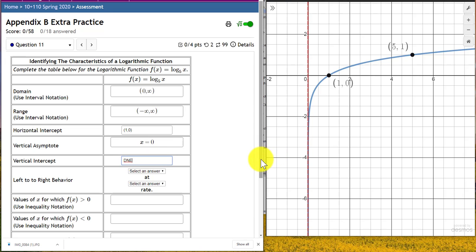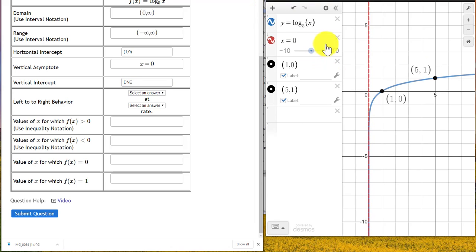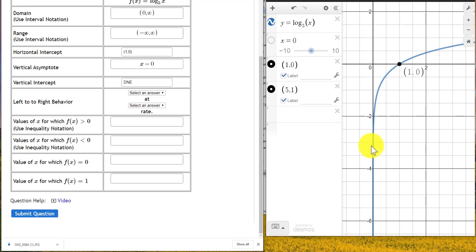Okay, now here the question's a little bit more complex. Left and right behavior. Is the graph of log increasing or decreasing? Well, we can see these y numbers. I'm going to take the intercept off for a moment and zoom in. So we can see these blue parts of the graph. These y numbers are shooting up from here, shooting high, high, high, and then they're going to increase. They get taller each time. So the left-right behavior is increasing.